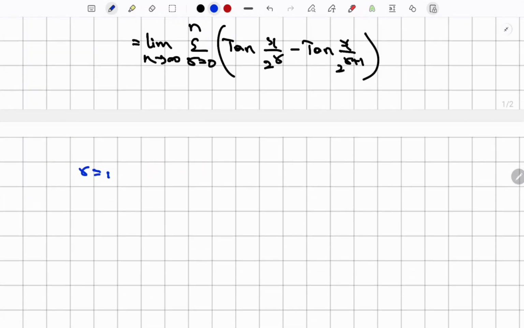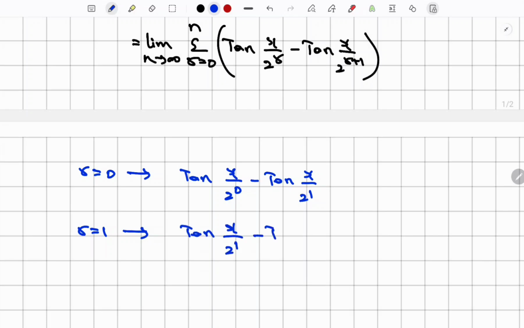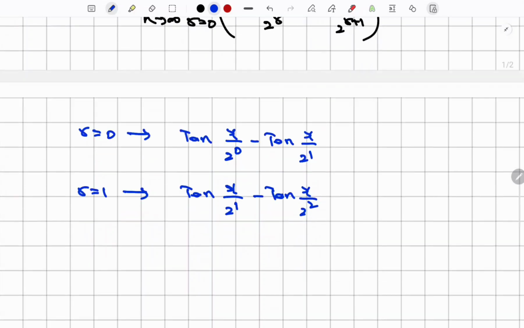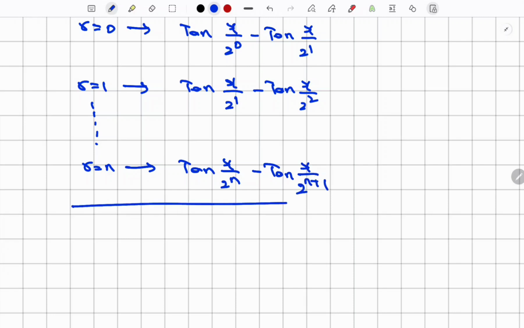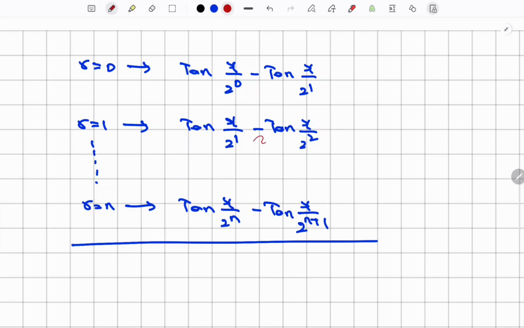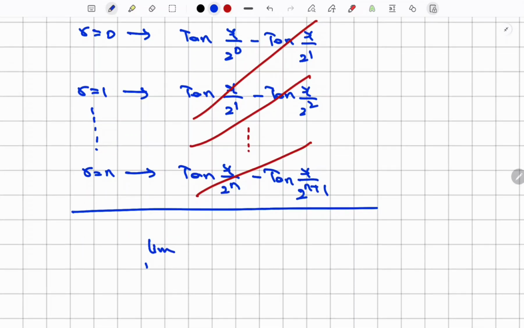Now let me substitute r value as 0. Then tan of x by 2^0 minus tan of x by 2^1. Now if r value is 1, then tan of x by 2^1 minus tan of x by 2^2. So on, if r value is n, then tan of x by 2^n minus tan of x by 2^(n+1). Now if I try to add all these terms, then there are cancellations. If you observe here, tan x by 2 will get cancelled. Similarly, there are some cancellations. Please cancel out. Then limit n tends to infinity.